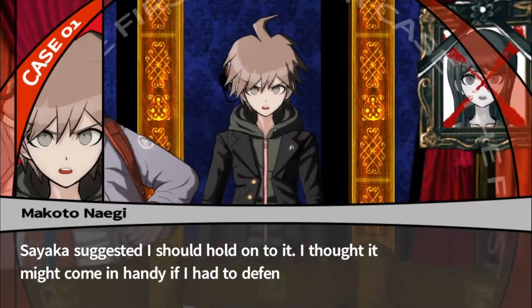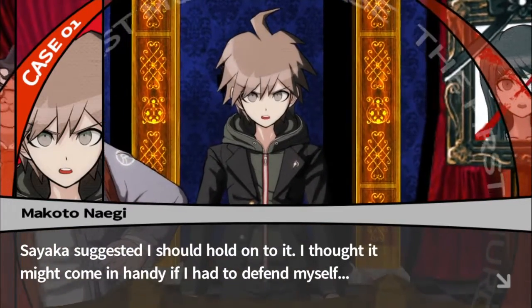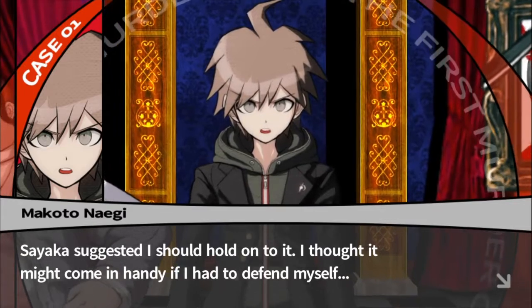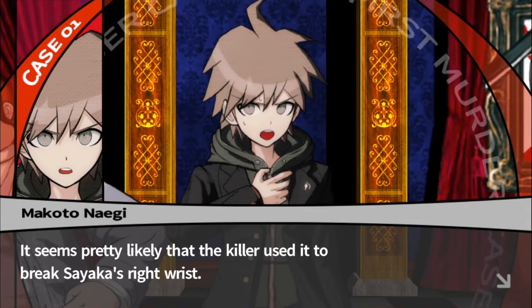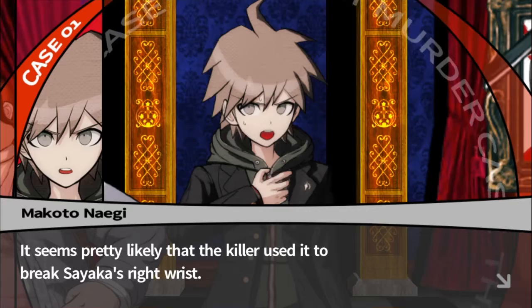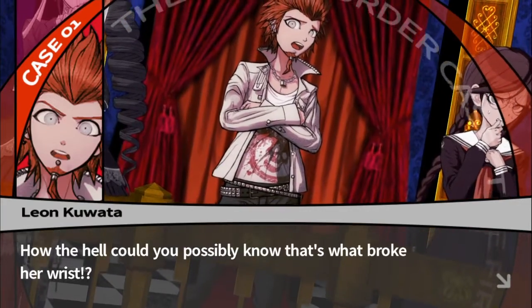Sayaka suggested I should hold on to it. I thought it might come in handy if I had to defend myself. It seems pretty likely that the killer used it to break Sayaka's right wrist. How the hell could you possibly know that's what broke her wrist?